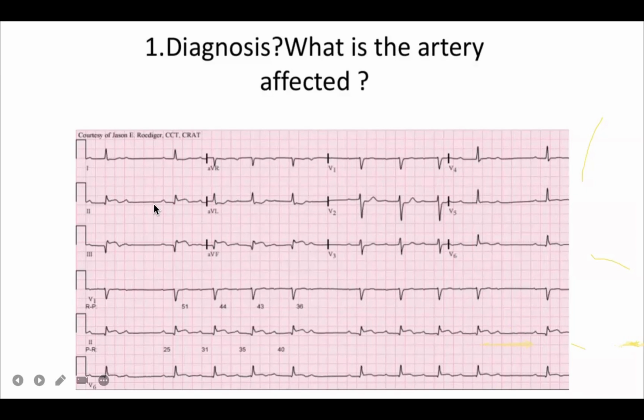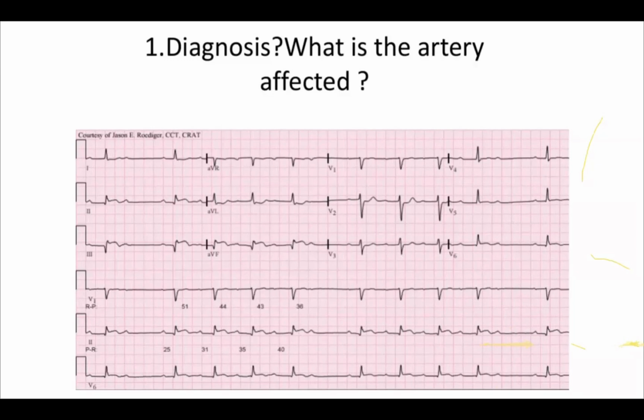So these are simple basics. I will just revise it. If the changes are in 2, 3, aVF, usually it is inferior. And remember, inferior ischemia can give reciprocal changes in the lateral leads. So it could be in V5, V6, or lead 1 and aVL. So you have to see whether there are any changes. Do you see the aVL ST depression here? So there's ST depression in aVL. So it's a reciprocal change.